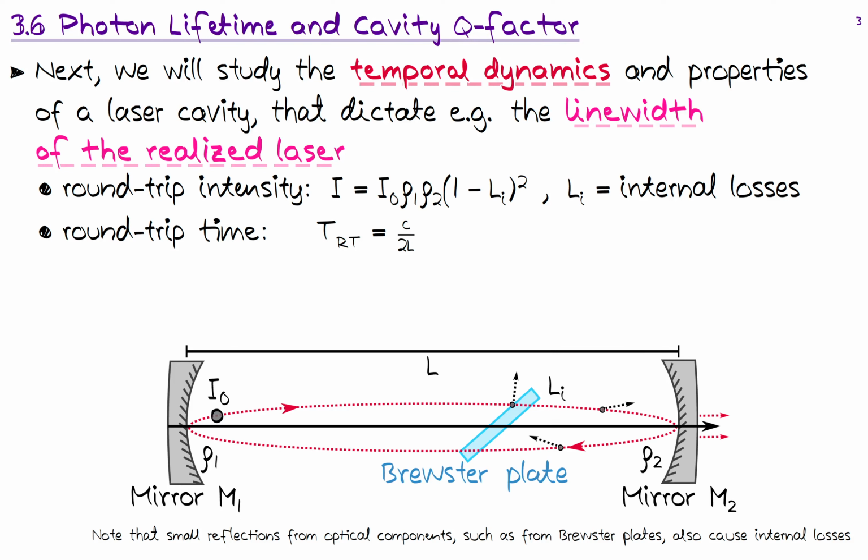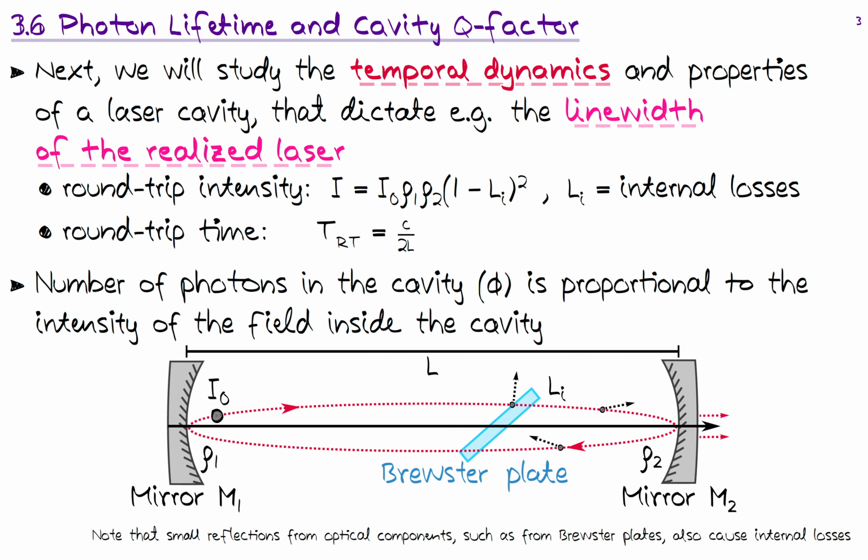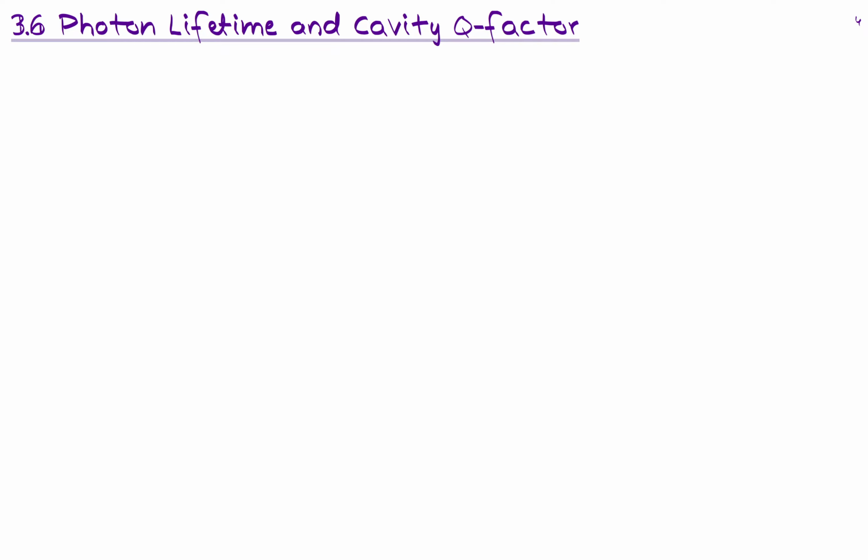So that's the round trip, and we are now interested in calculating the number of photons in the cavity. So what happens for the phi parameter, and why do we care, is that this parameter is proportional to the intensity of the field inside the cavity. And we want to look into the temporal dynamics of this intensity within the cavity. So this is the premise of what we are doing next.